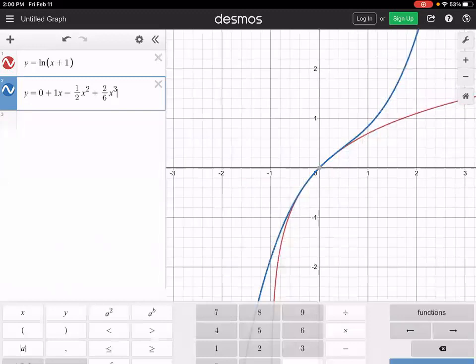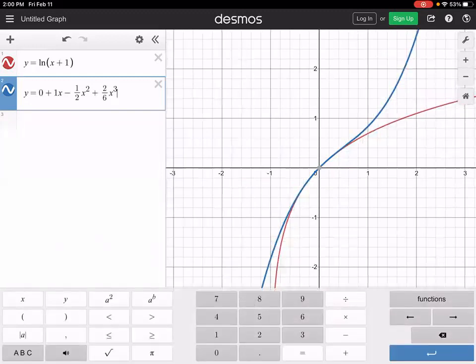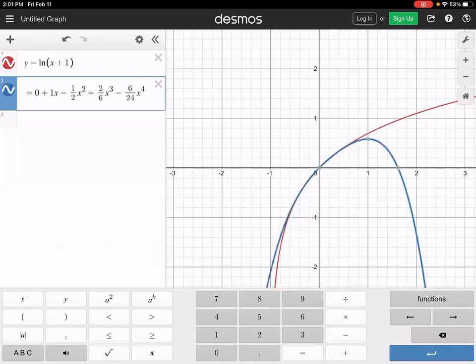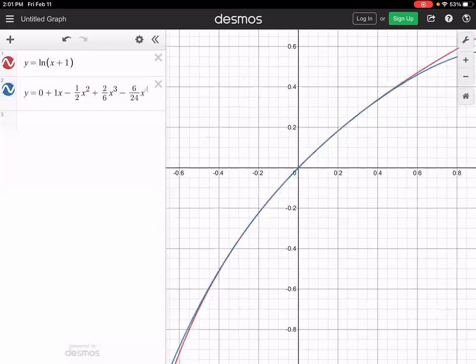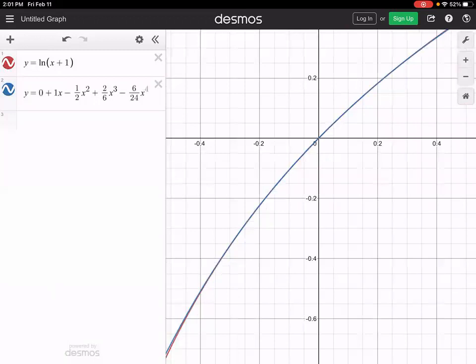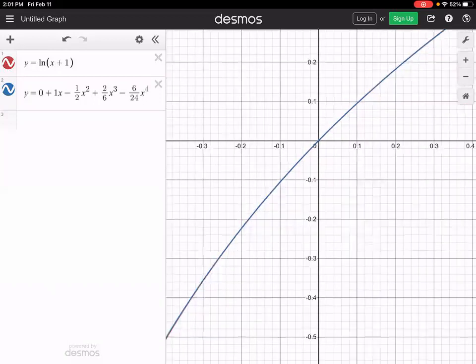Are you seeing this? How cool is this? Okay. Plus, nope, minus 6/24 x to the 4th. If I zoom in, you can't even tell which one is which. But close as what do you think is going to make this even a better approximation? More terms. That's where we're eventually going to be going. Okay.